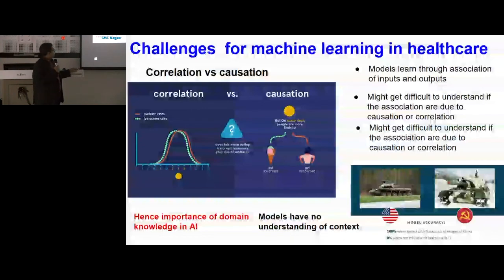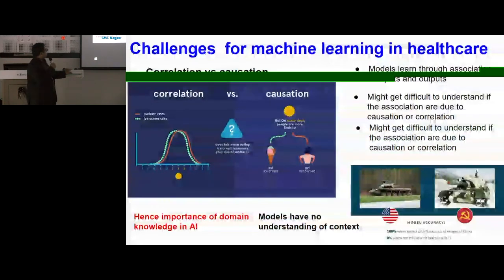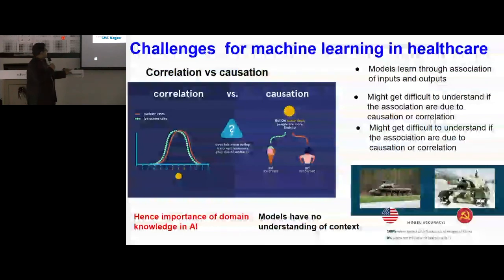So what the computer will tell is that because of increasing sunburn rays, the ice cream sales are increasing. So maybe they are correlated to each other. But there is no causation, they are not caused by each other, but they are giving a peak at the same time. So you need to understand the context.